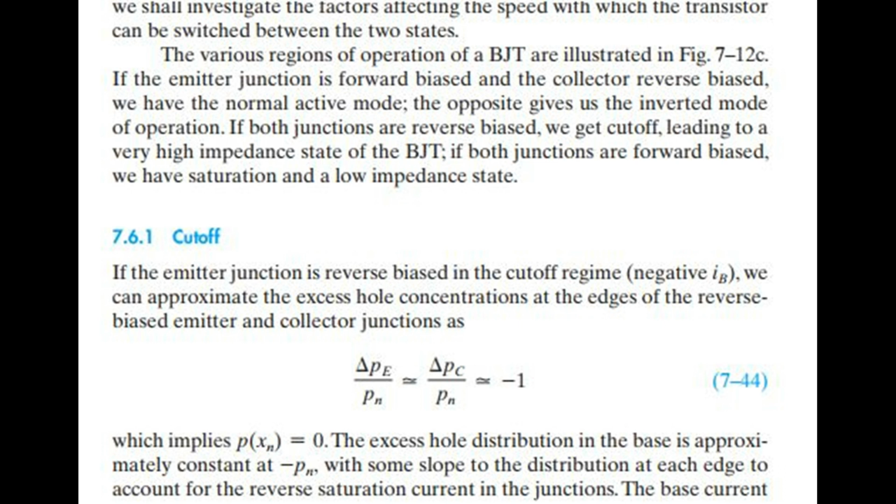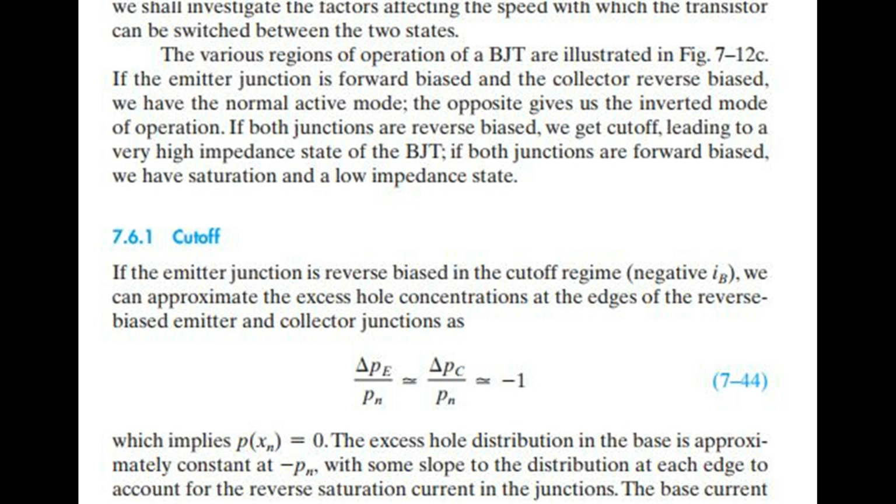The various regions of operation of a BJT are illustrated in Fig 7.12c. If the emitter junction is forward biased and the collector reverse biased, we have the normal active mode. The opposite gives us the inverted mode of operation. If both junctions are reverse biased, we get cutoff, leading to a very high impedance state of the BJT. If both junctions are forward biased, we have saturation and a low impedance state.